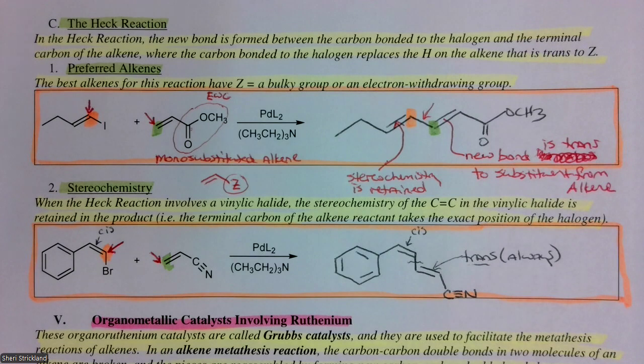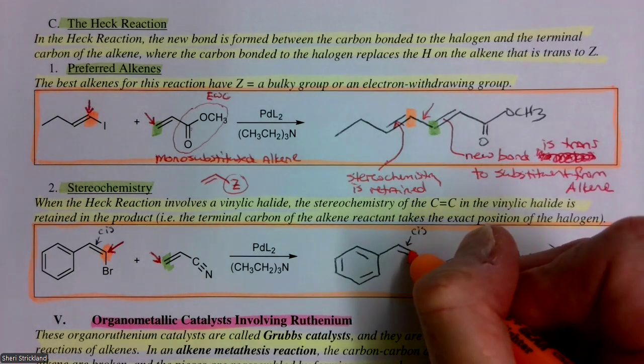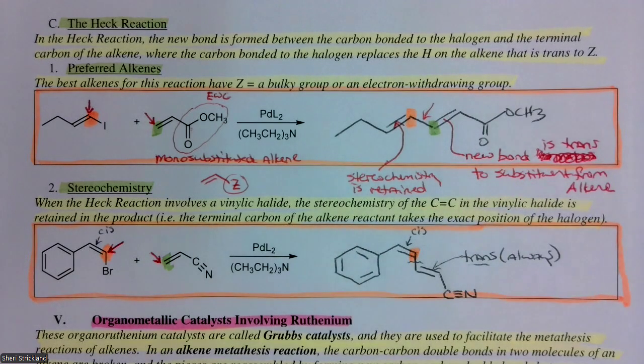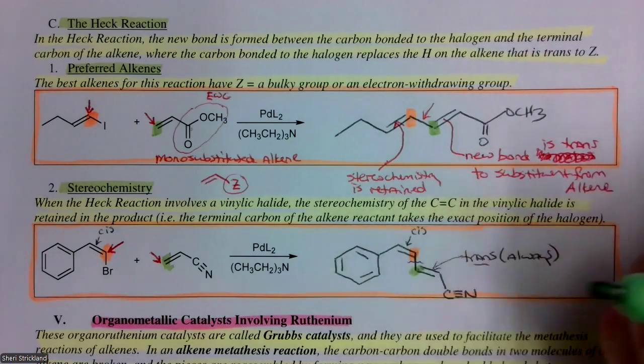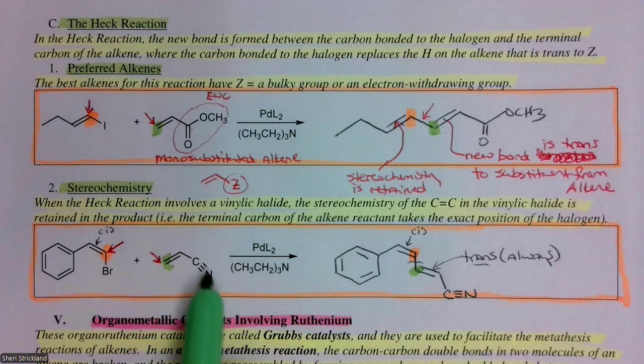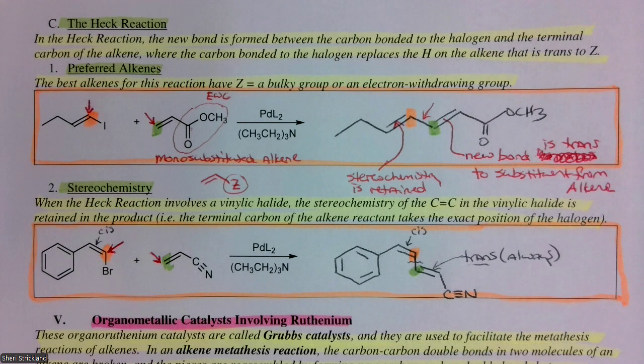Okay, so this is the carbon from the vinylic halide. This is the carbon from your monosubstituted alkene. So with Heck reactions, I think one of the big things is keeping up with stereochemistry. So practice. That's the way to get comfortable with that.